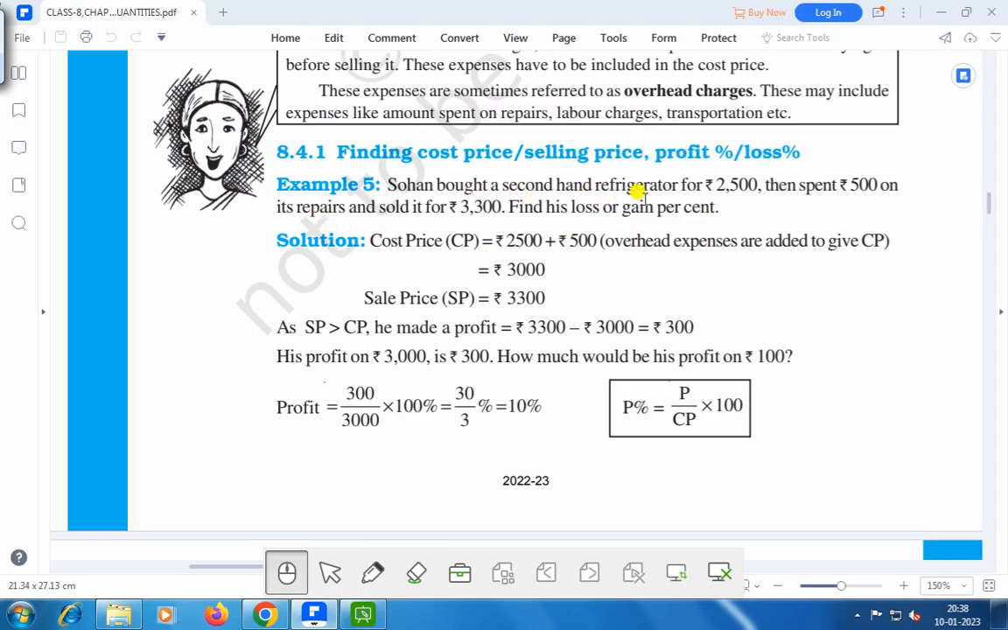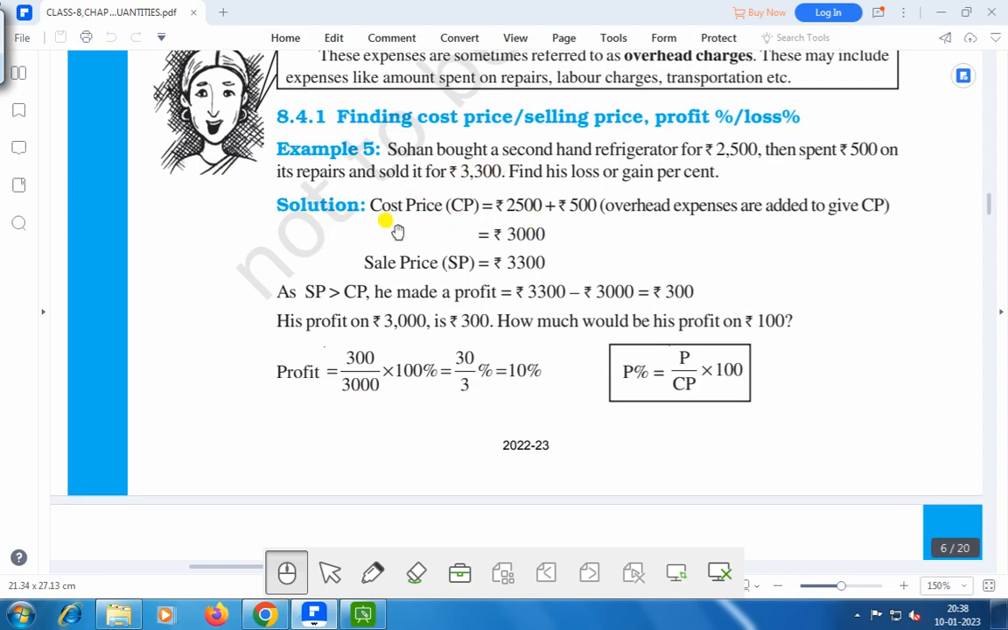Sohan bought a second-hand refrigerator for rupees 2500 and then spent rupees 500 on its repairs and sold it for rupees 3300. Find his loss or gain percent. Cost price or CP is equal to rupees 2500 plus rupees 500. Overhead expenses are added to give CP rupees 3000. Sale price is rupees 3300.